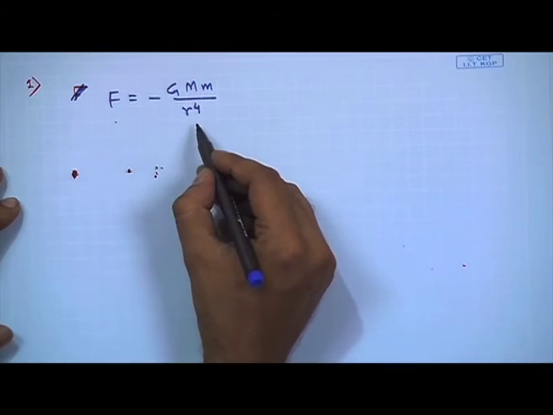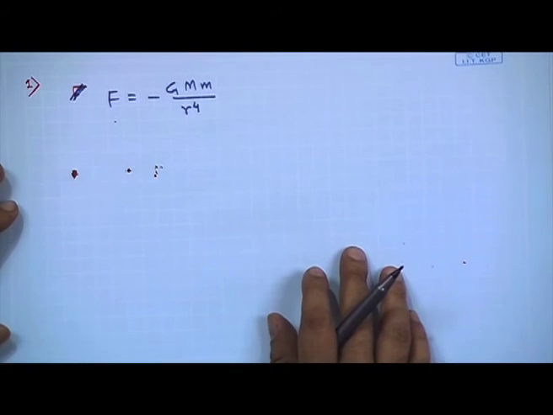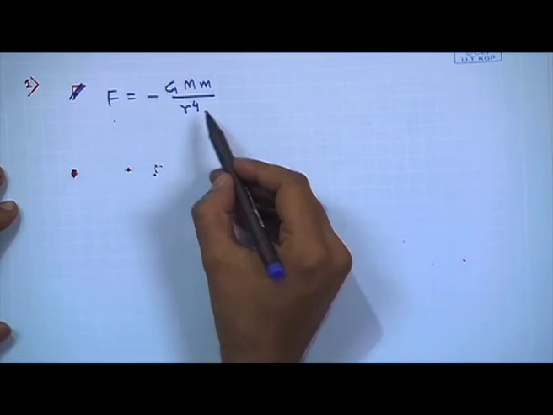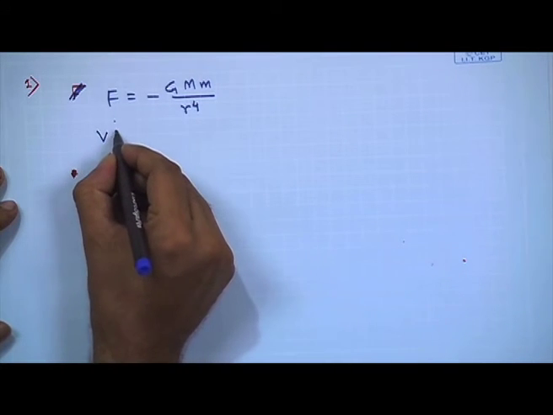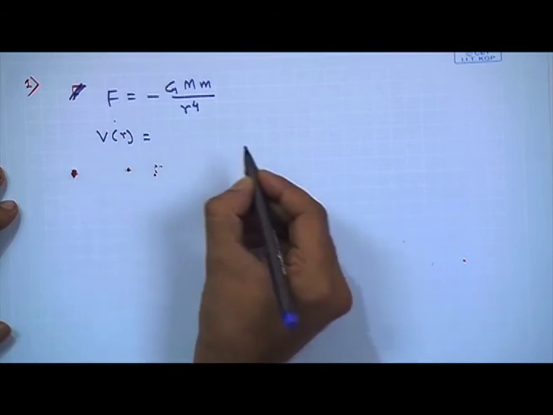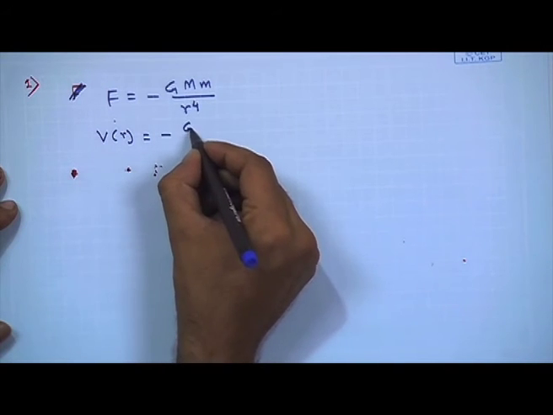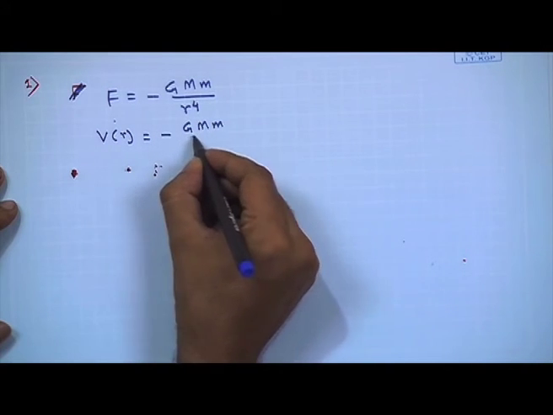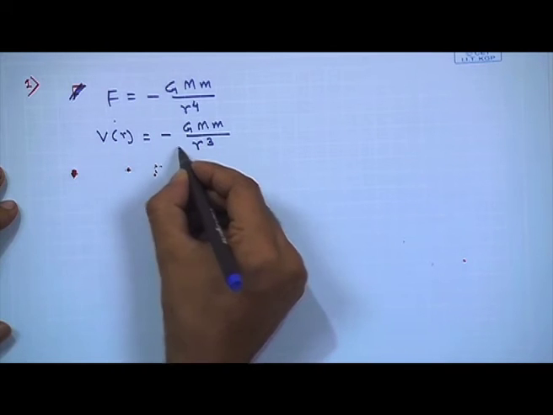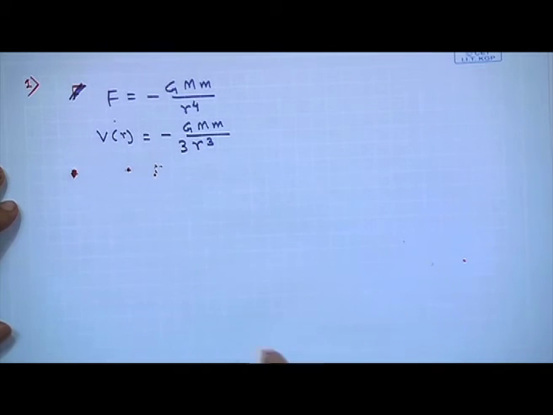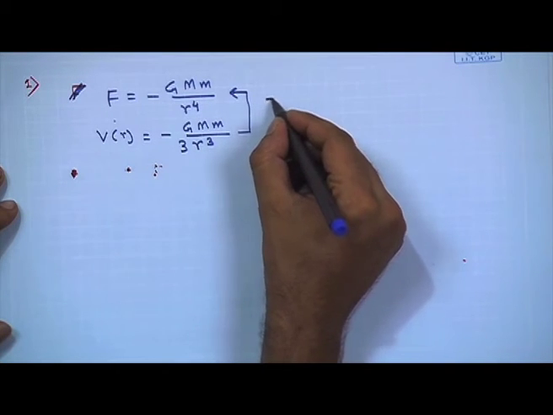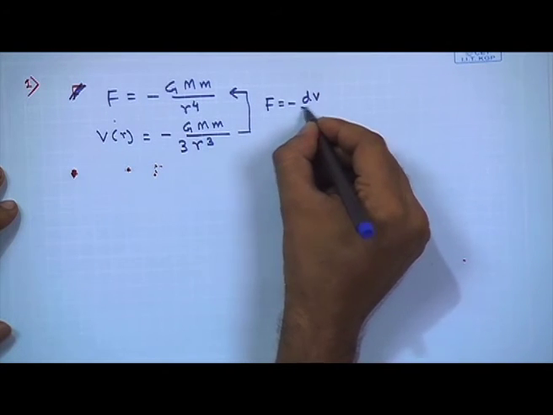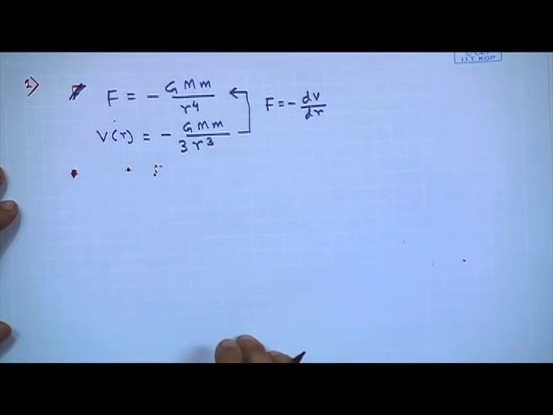So, typically it is r square, as we all know, and we are discussing a hypothetical case. So, it is G m m by r to the power 4. Now, if this is r to the power 4, we can always find the potential function, which will be minus G m m by r cubed, and there is a factor of 3 coming, because these two are related by F is equal to minus dV dr, right.